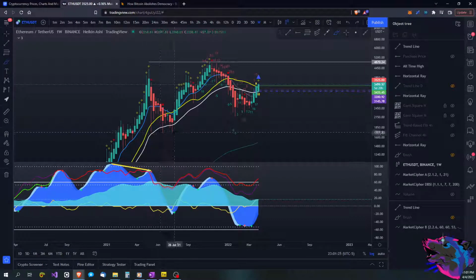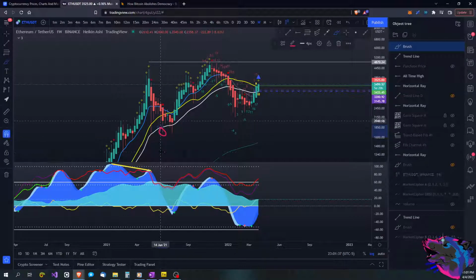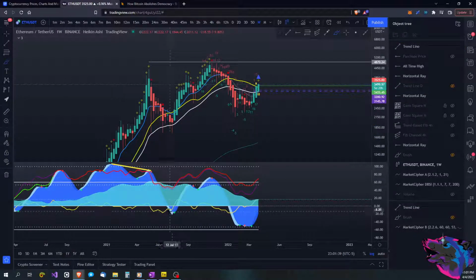Got almost a double bottom. Technically, I think this one's lower. We got 1706, 1700, 1728. So actually, this one was the lowest. Let's see what we got here.